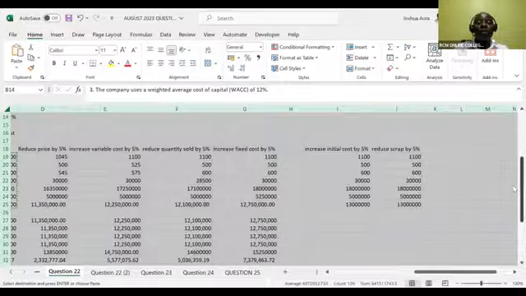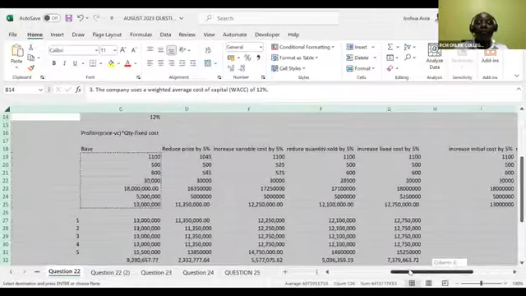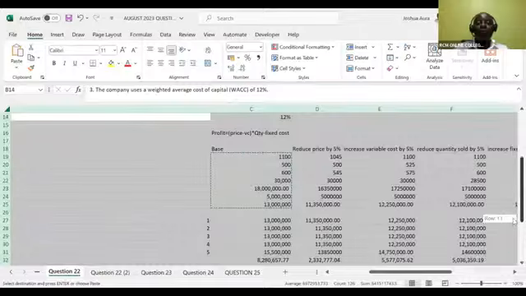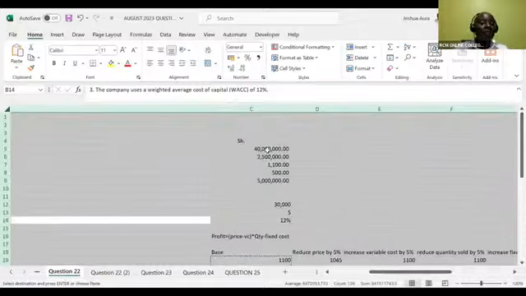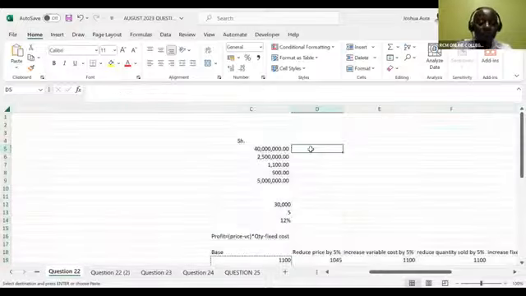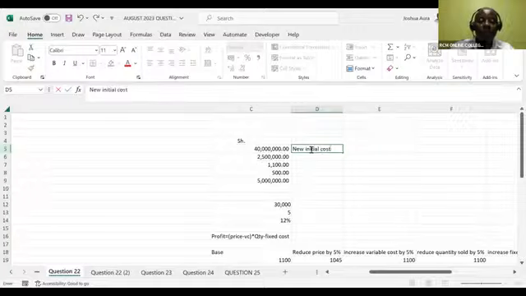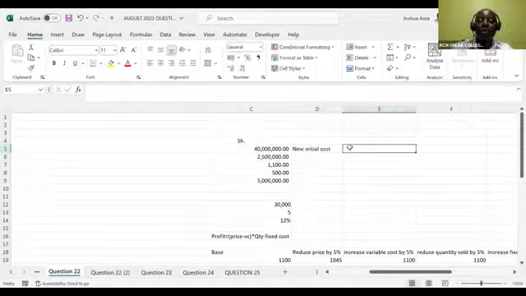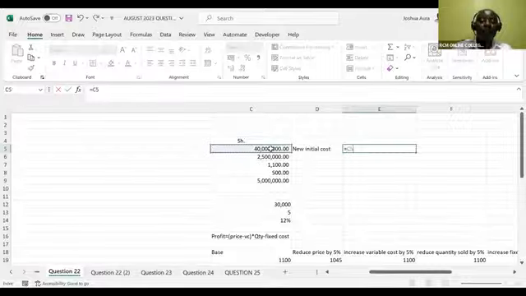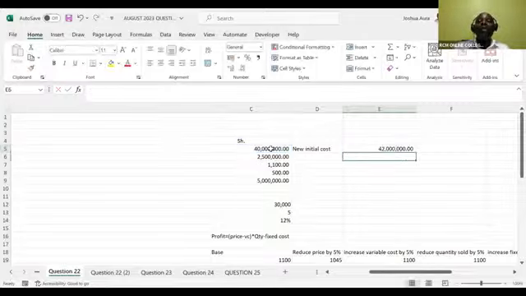What I'll do, I'll simply come here. I'll not affect this number. I'll simply say new initial cost, to avoid issues because that number is linked up somewhere. So the new initial cost will be equal to the old cost times 1.05, which is very good. So now after I get this figure, I should be able to use it.